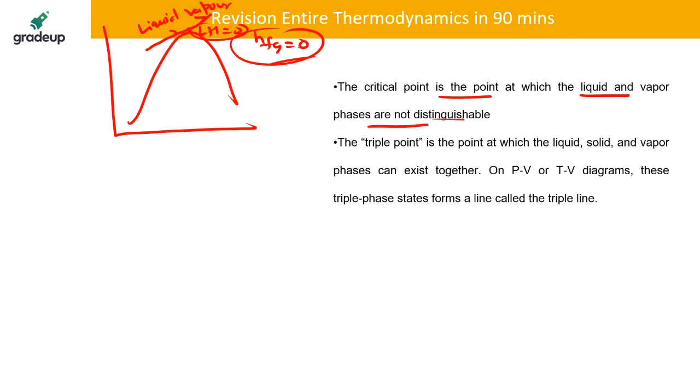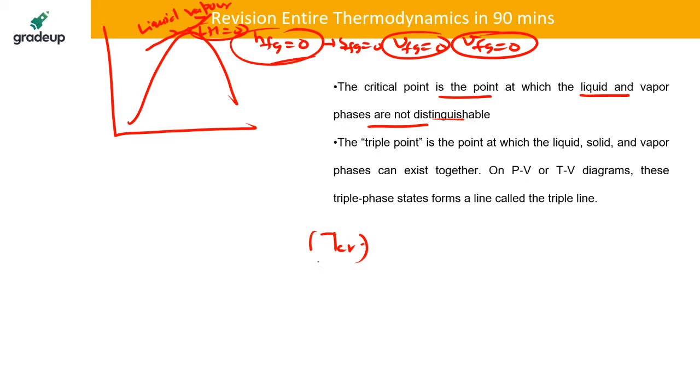And not only this is 0, the entropy change is 0, UFG is 0, VFG is 0, everything is 0 at the critical point. Because both liquid and vapor are sitting together at the critical point.